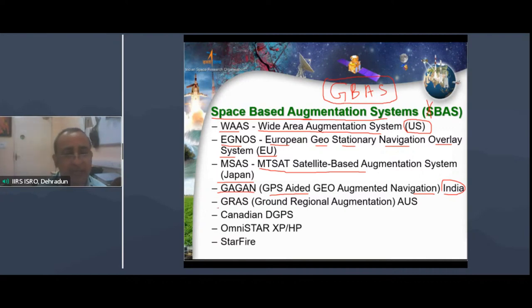Then GRAS is the ground-based regional augmentation for Australia. Canadian DGPS is again ground-based. OmniSTAR XP, HP is ground-based, and then Starfire. So some are ground-based augmentation systems, and now you can see the maximum are satellite-based. This one was previously developed as a ground-based augmentation system, and people are still continuing these systems as ground-based.